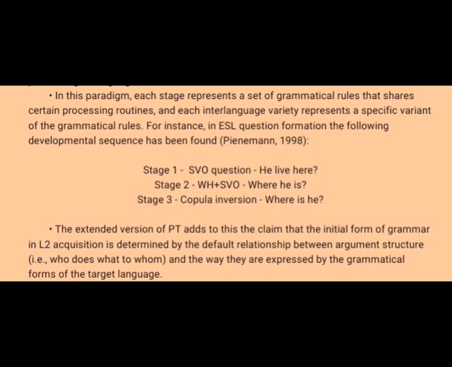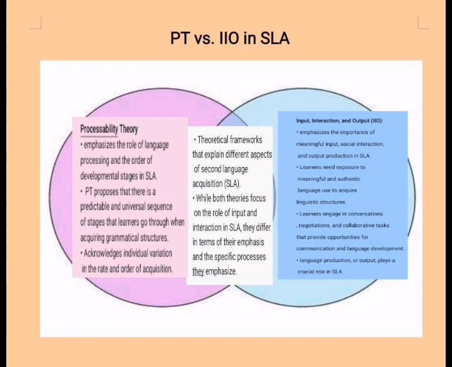So the extended version of processability theory adds to this the claim that the initial form of grammar in second language acquisition is determined by the default relationship between argument structure, for example, who does what to whom, and the way they are expressed by the grammatical forms of the target language. Presented here are the similarities and differences of processability theory and the IIO in SLA, or second language acquisition.